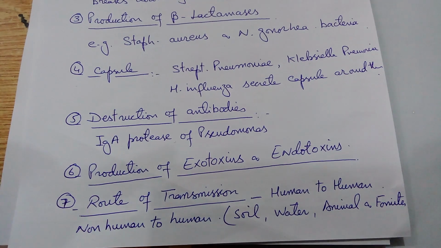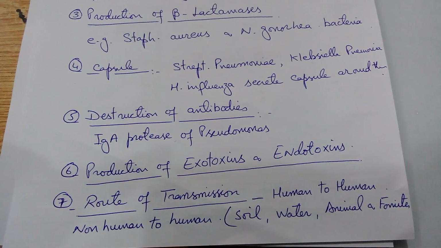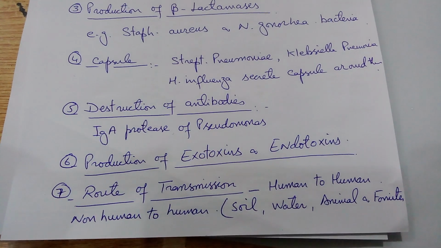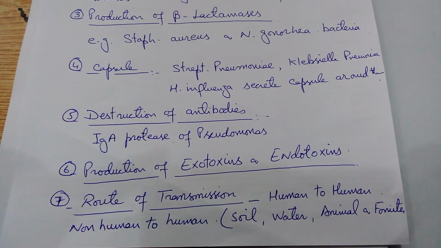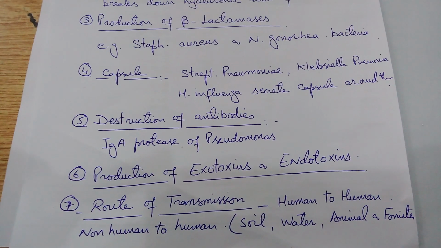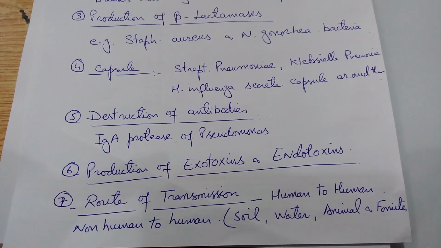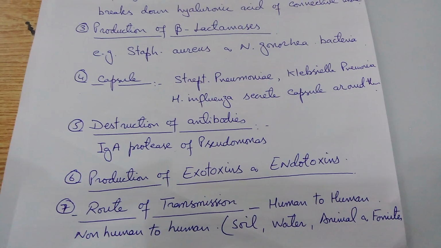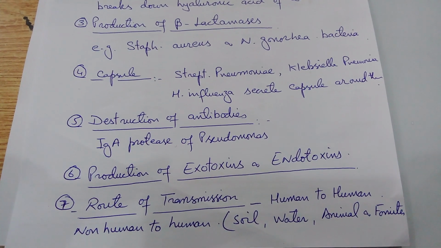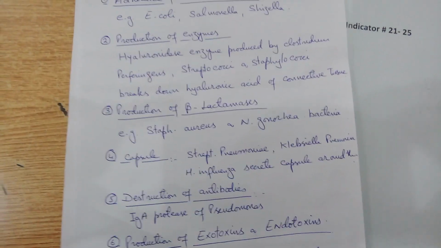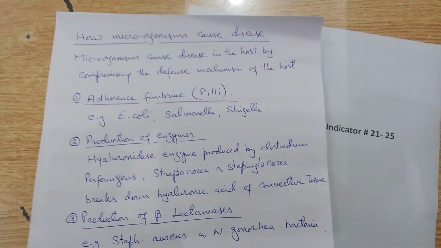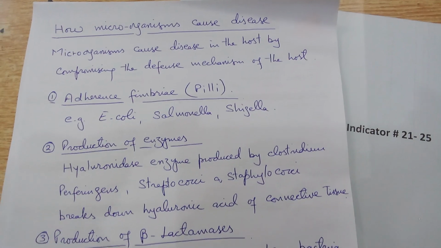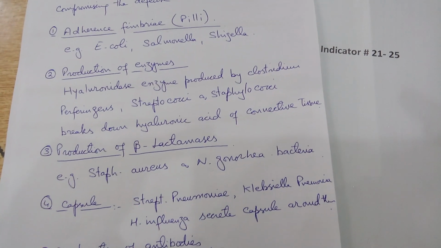Last factor is route of transmission. Students, bacteria enter the host from a human to human source or a non-human to human source. For example, soil source, water, animal and fomite source. So this was a brief summary of different factors which help the microorganisms to cause disease in the host.